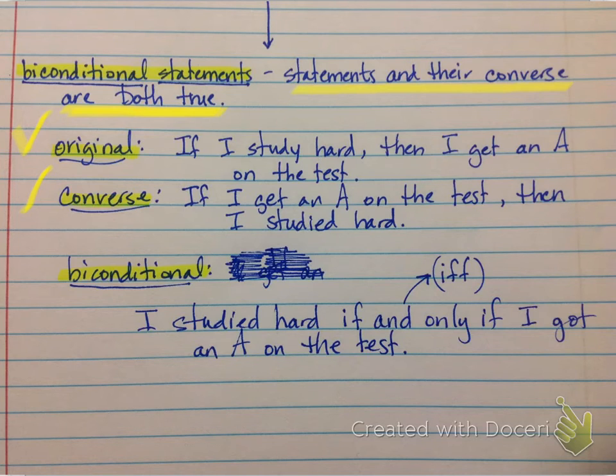Now the biconditional of that statement is, we're going to combine those two statements, and this is how we do it. I studied hard if and only if I got an A on the test. So you can see that it looks really similar to the original statement. The only difference is we put this if and only if between it. All right, and the symbol for that is IFF. So whenever you see me this year write IFF, that means if and only if.